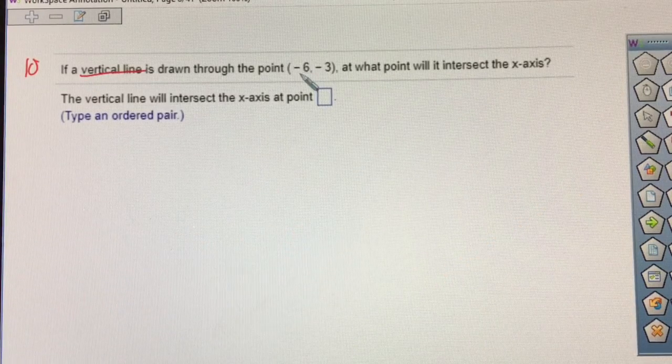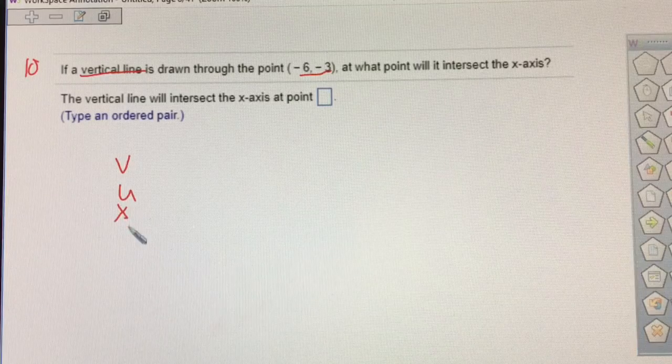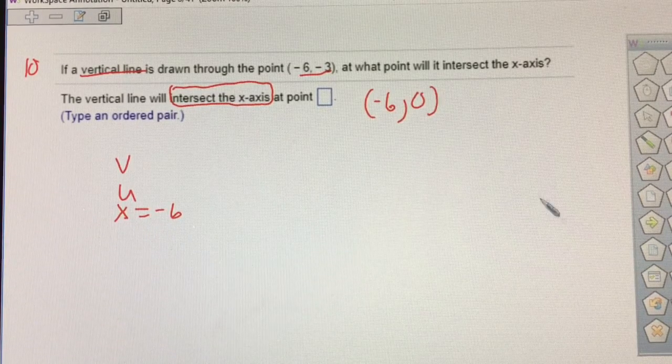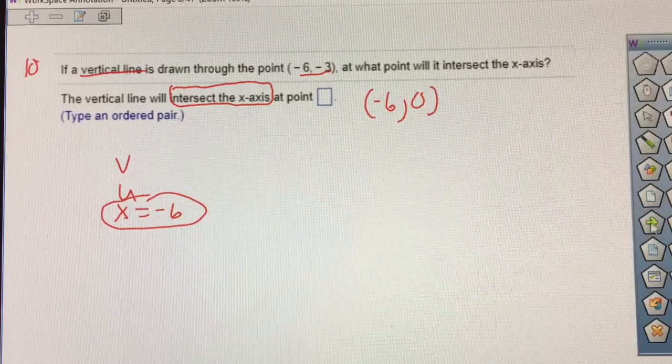A vertical line drawn through this point. The vertical line is x equals negative 6, but it wants to know where that vertical line will intersect the x-axis. So the vertical line is going to intersect the x-axis at x equals negative 6. Y equals 0. Trick question. Usually they ask for the equation.